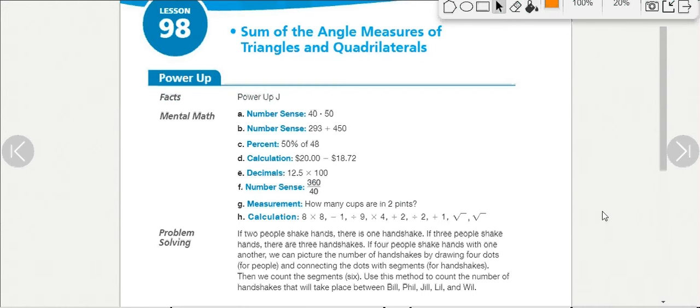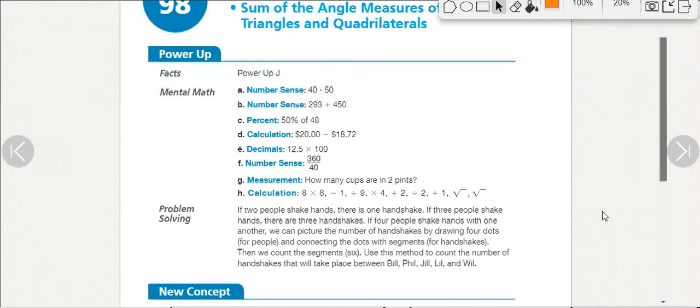Course 1 in Lesson 98, we are adding up the total measure of the angles in two different geometric figures. Three-sided figures, triangles, and four-sided figures, quadrilaterals.